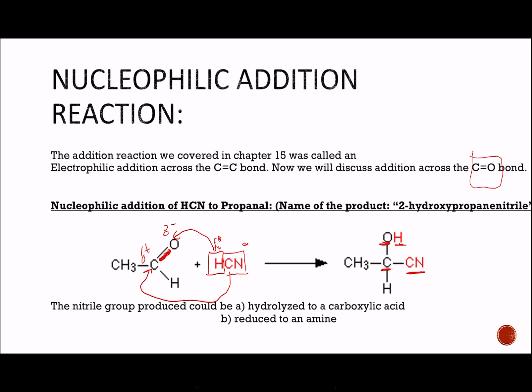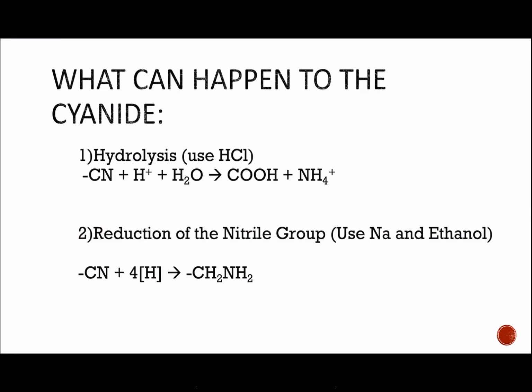So every time I have an aldehyde or a ketone, I can add hydrogen cyanide to it, and I will end up with what's called a hydroxypropane nitrile. And you are responsible for knowing this reaction. Once you have come up with your cyanide product, you can do two things with it that you do need to be aware of. Your cyanide can be turned into a carboxylic acid, or your cyanide can be reduced into an amine. Let's take a look at how that can happen.